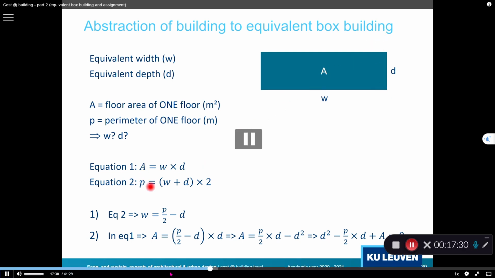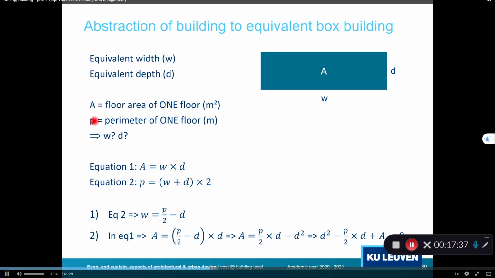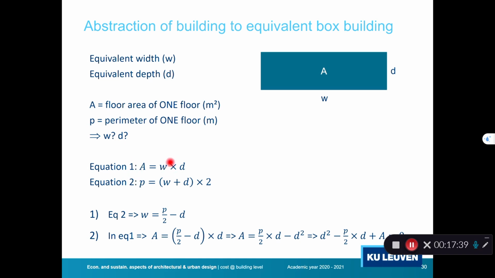So here we have 2 formulas. We know the area as we have measured it, it should be identical, and we know the perimeter as we have measured it. So we have 2 unknown variables and we have 2 equations, meaning that we can solve them and determine the values of these 2 variables. From equation 2, we can take out the width and say the width is your perimeter divided by 2 minus the depth. And then we know the perimeter, but we don't know the depth yet.